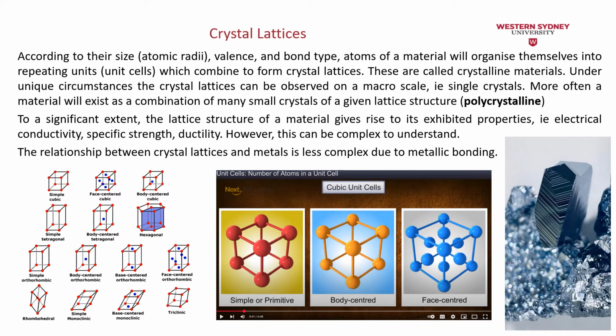To a significant extent, the lattice structure of the material gives rise to its exerted properties, for example, the electrical conductivity, or the specific strength, or ductility. However, this can be complex to understand. The relationship between the crystal lattices and the metals is less complex due to the metallic bonding.